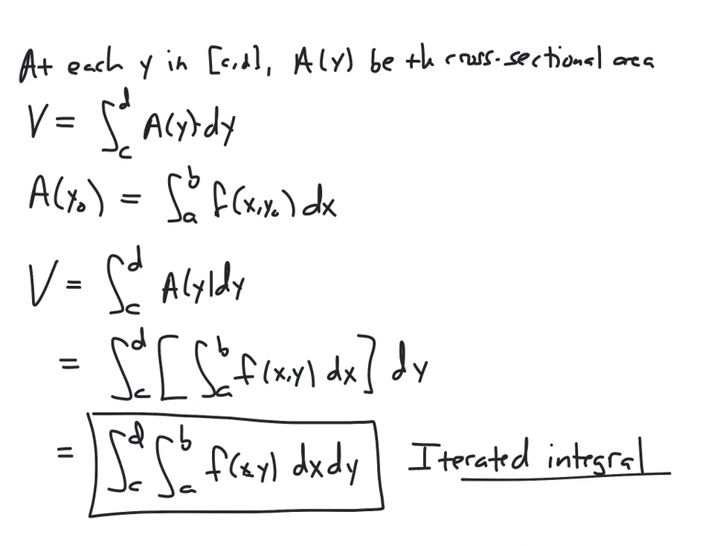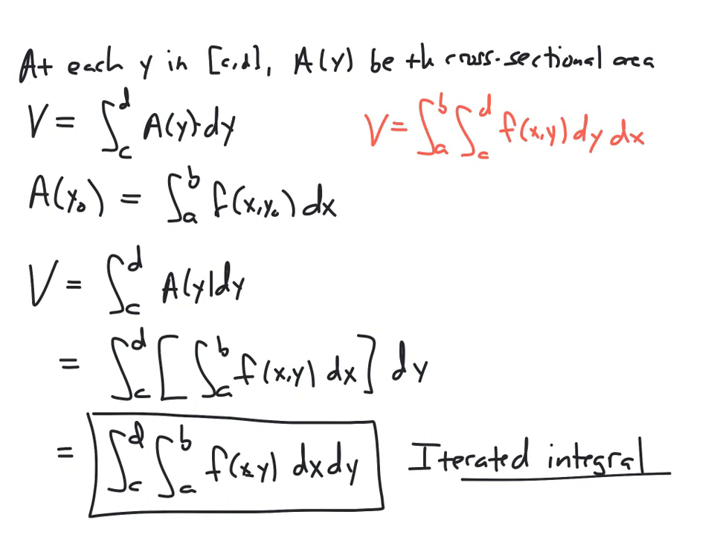But before we move on, I want to point out we could also have started this process by, instead of choosing a point y, we could have picked a point x and computed the cross-section A of x, and then computed the volume that way. And if we had done that, and that's certainly a valid option, and went through the same process, what we would have found is that the volume would be equal to the integral from a to b of the integral from c to d of f of x y dy dx.